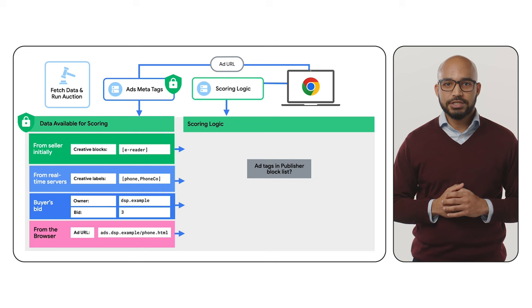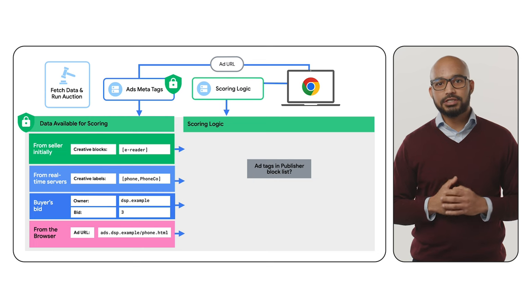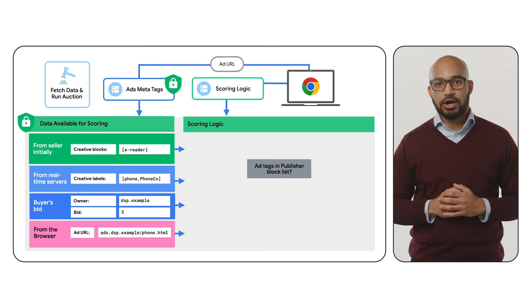Now, the browser fetches the ad scoring logic from the seller's decision logic server. Just like the buyer, it brings this logic alongside all the data we just walked through in the secure auction environment. This is the score ad function.